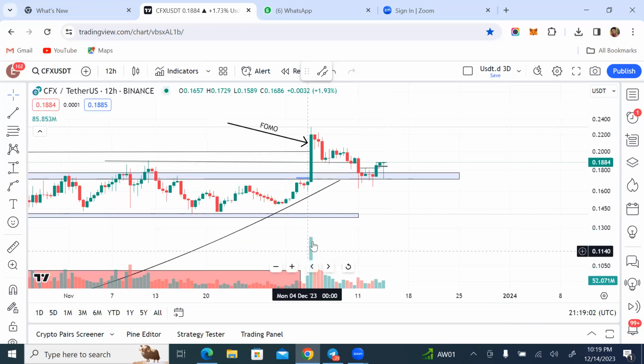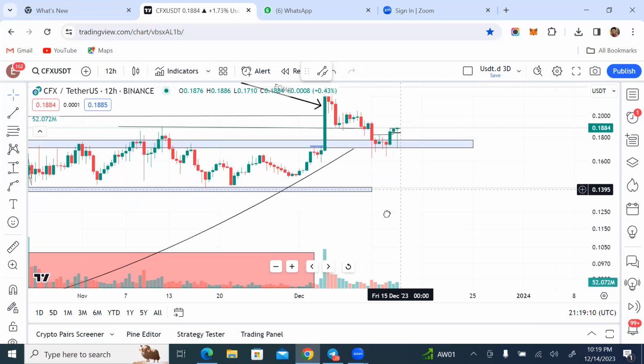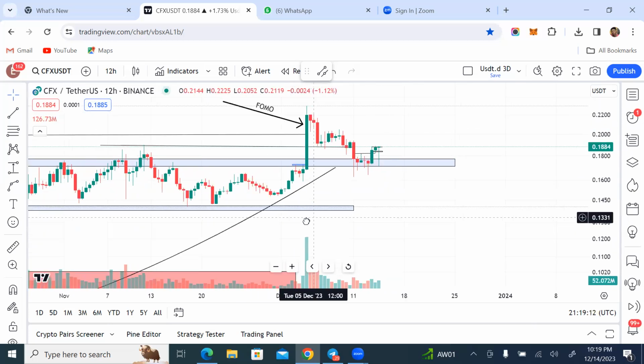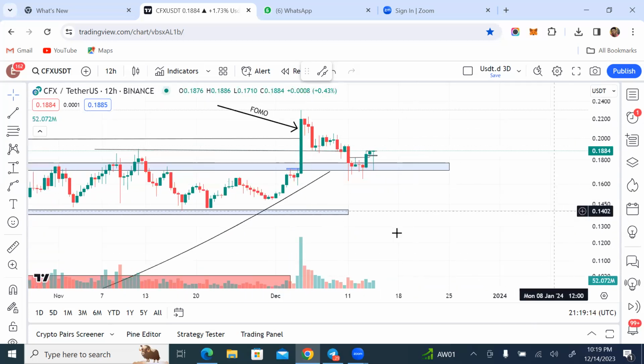Are you seeing this big volume? Meaning institutions have stepped in. This has nothing to do with retailers. This is purely institution.